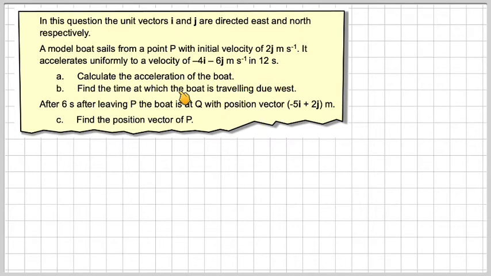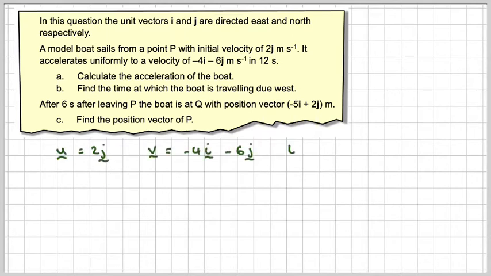A. Calculate the acceleration of the boat. B. The time in which the boat is travelling due west. C. Six seconds after leaving P, the boat is at Q with position vector -5i plus 2j meters. Find the position vector of P.